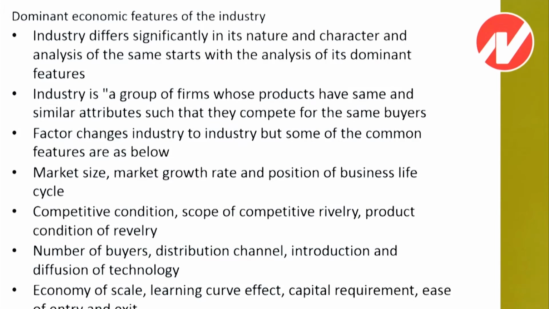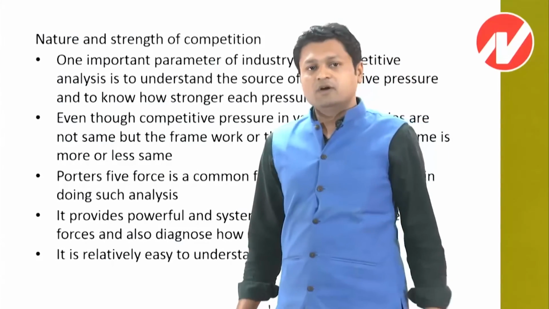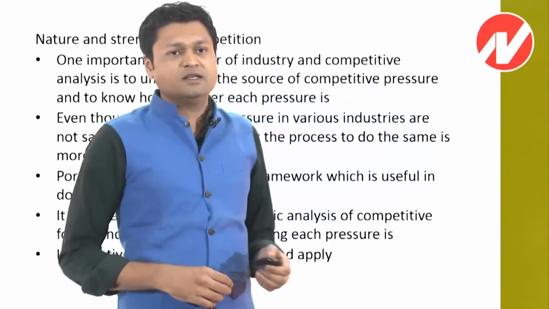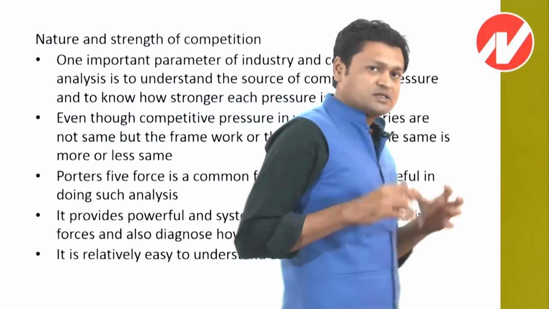From point number 4, 5, 6, 7, you are supposed to write 6 or 7 points, then also it is enough. And I have bifurcated all the dominant economical features in 4 categories in a way that you can remember it. Another important feature which you are supposed to understand is the nature and strength of the competition.